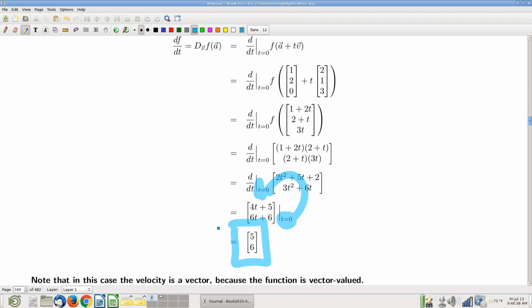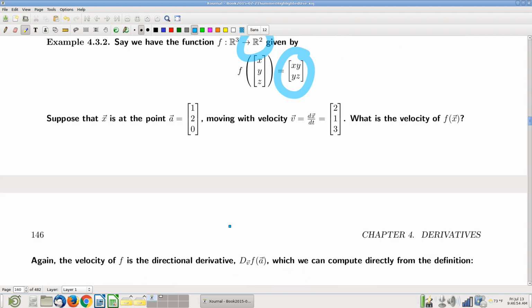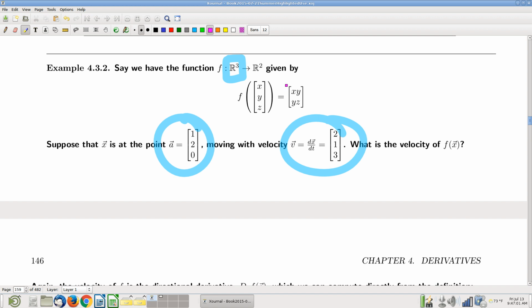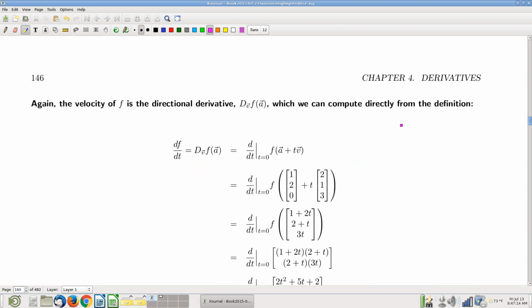Now, in the last question, we had a scalar valued function. For example, you could think of it as temperature as a function of position, and so we got a scalar valued derivative. Here we have a vector valued function. We have a vector valued directional derivative. So said differently, as you're moving through this domain at that point and with that velocity, these values moving through the target, their velocity, no surprise, it's a vector. Of course, it's a vector.